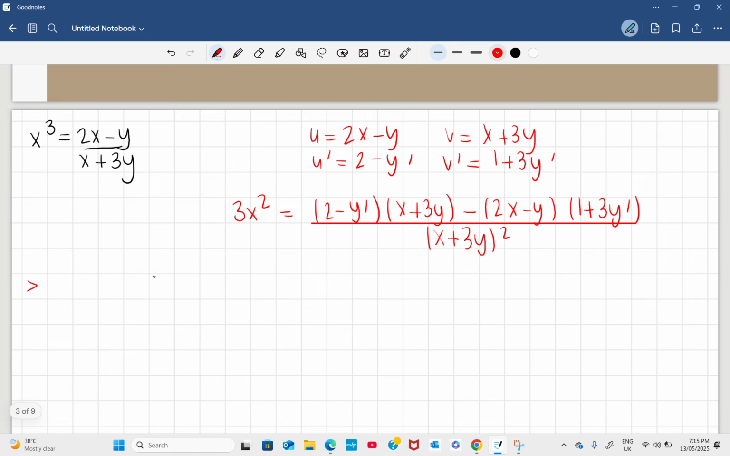Now what I'm gonna do is distribute. So 3x squared is equals to, I'm gonna distribute the 2x and 3y, and then my y prime into x and 3y. So let's start doing that. So 2 times x is gonna give me 2x. I like writing them in parentheses so I don't get confused. 2 times 3y is gonna give me 6y. And then I have minus y prime times x is gonna give me minus xy prime.